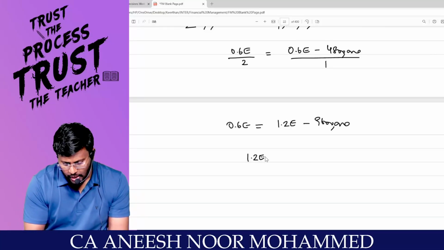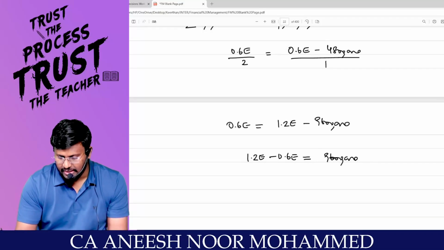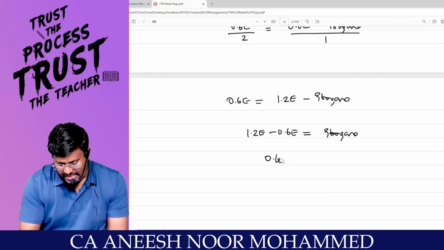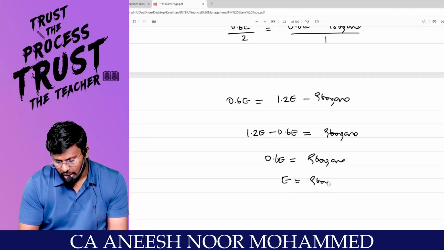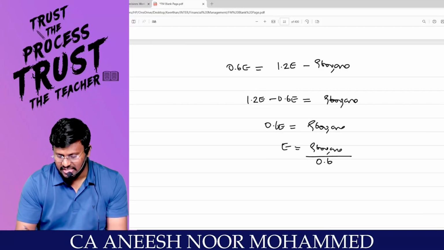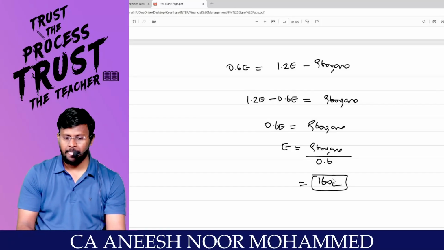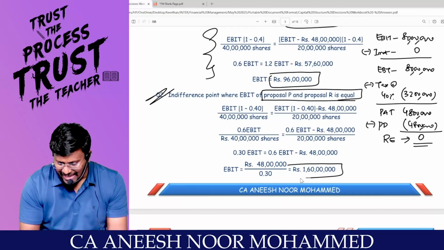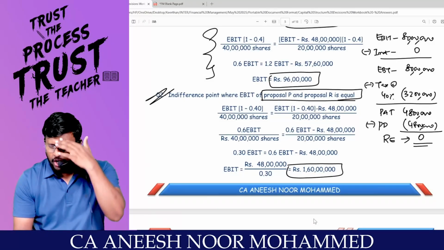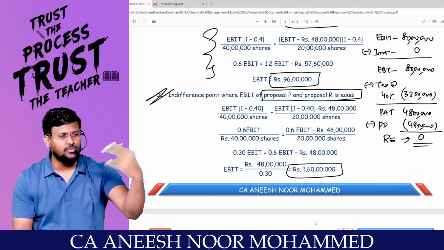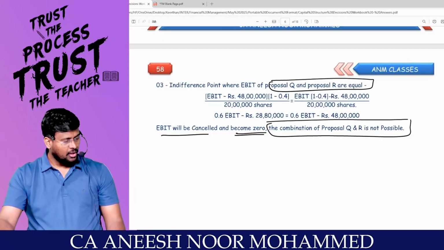So 1.2E minus 0.6E is equal to 96 lakhs. Can I proceed? 0.6E is equal to 96 lakhs. So E is equal to 96 lakhs divided by 0.6, which comes to 160 lakhs EBIT. So at 160 lakhs EBIT, whether you are doing the project with option 1 or option 3, you will be having the same EPS. Comfortable? Brilliant question.